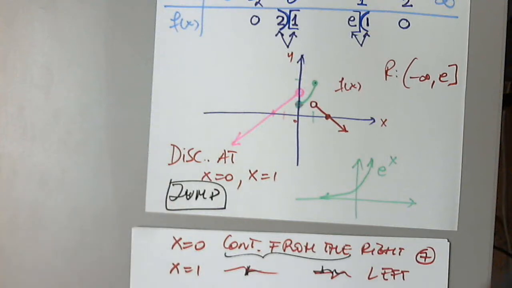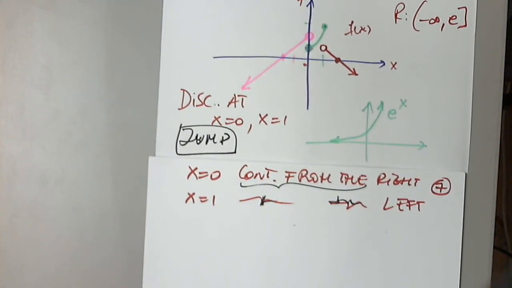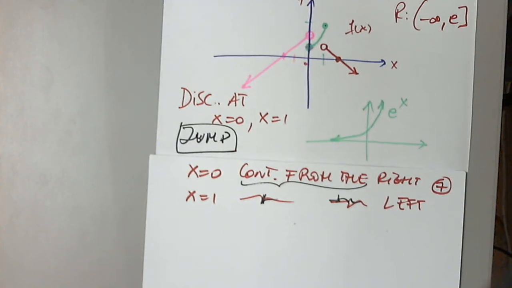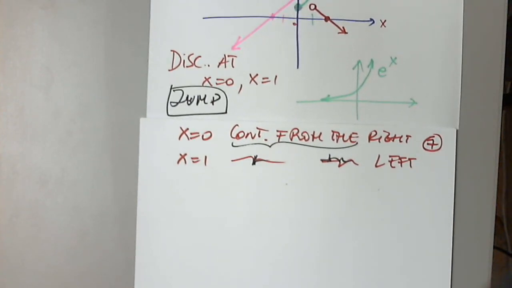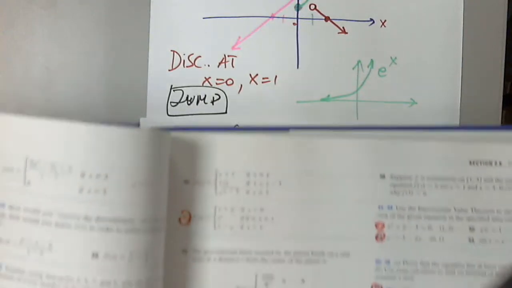Jump discontinuity at x equals 0 and at x equals 1. A continuous function requires that when I graph it, I never lift the pencil off the paper. If I have to lift and jump up here, that's not continuous. Very good. I would like to look at a problem like 45.